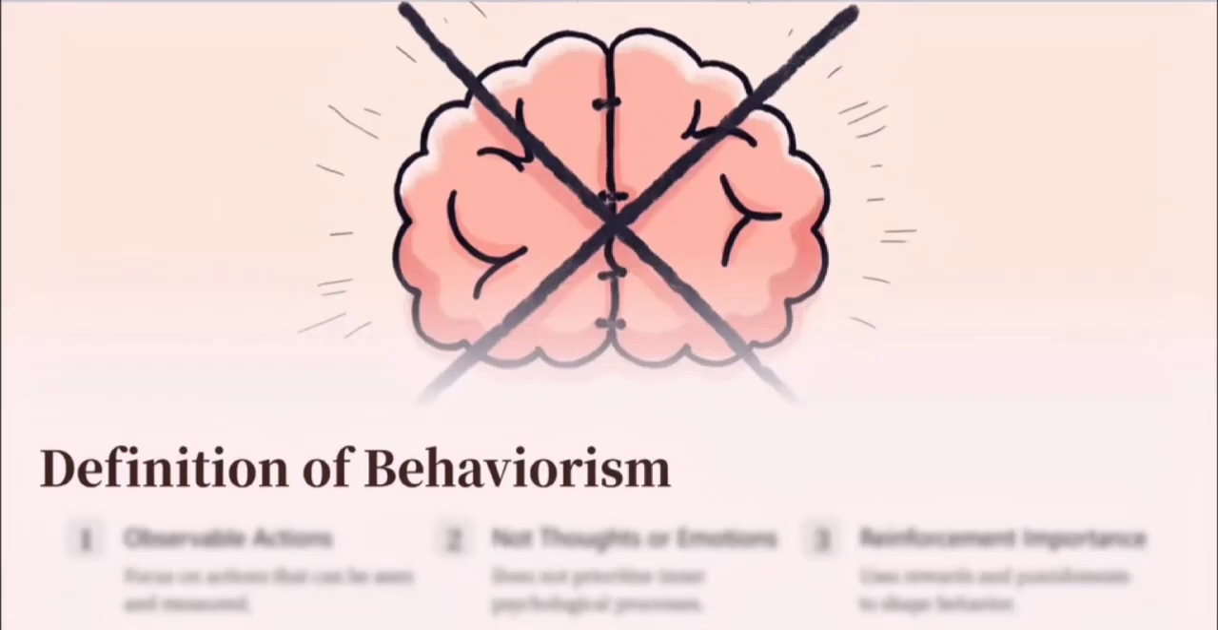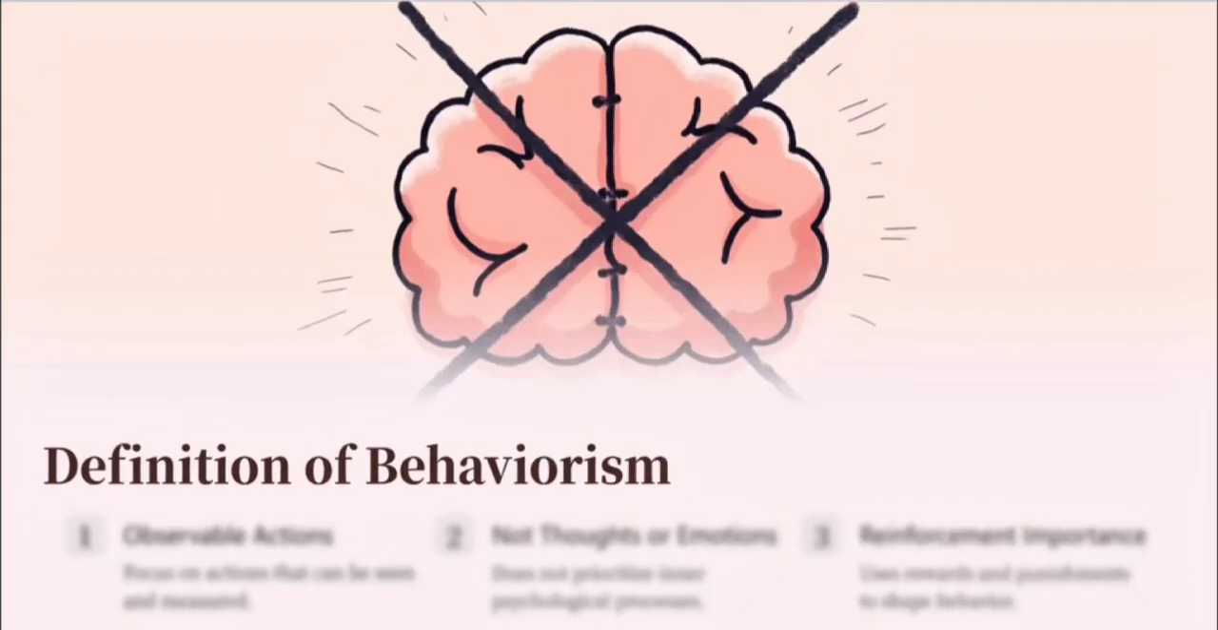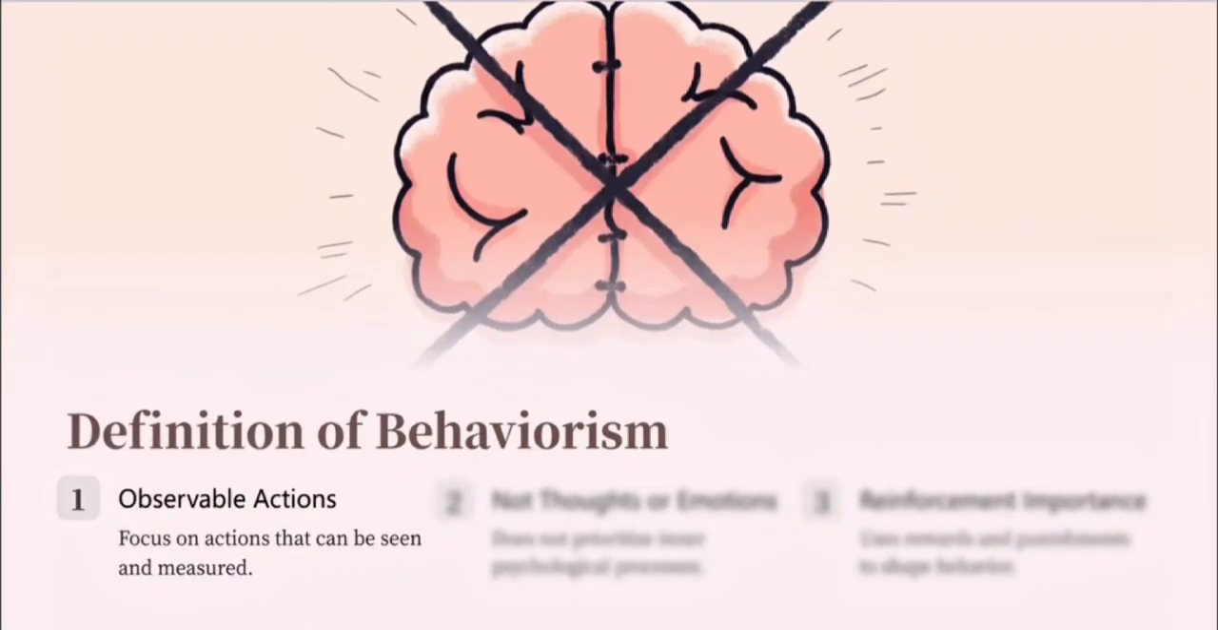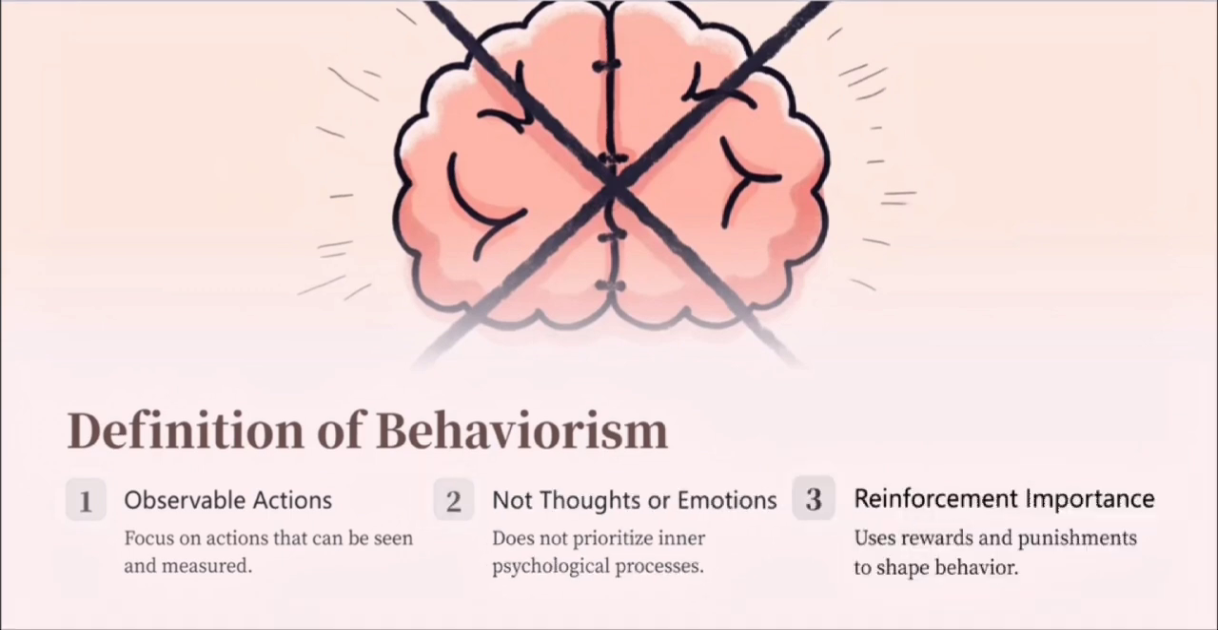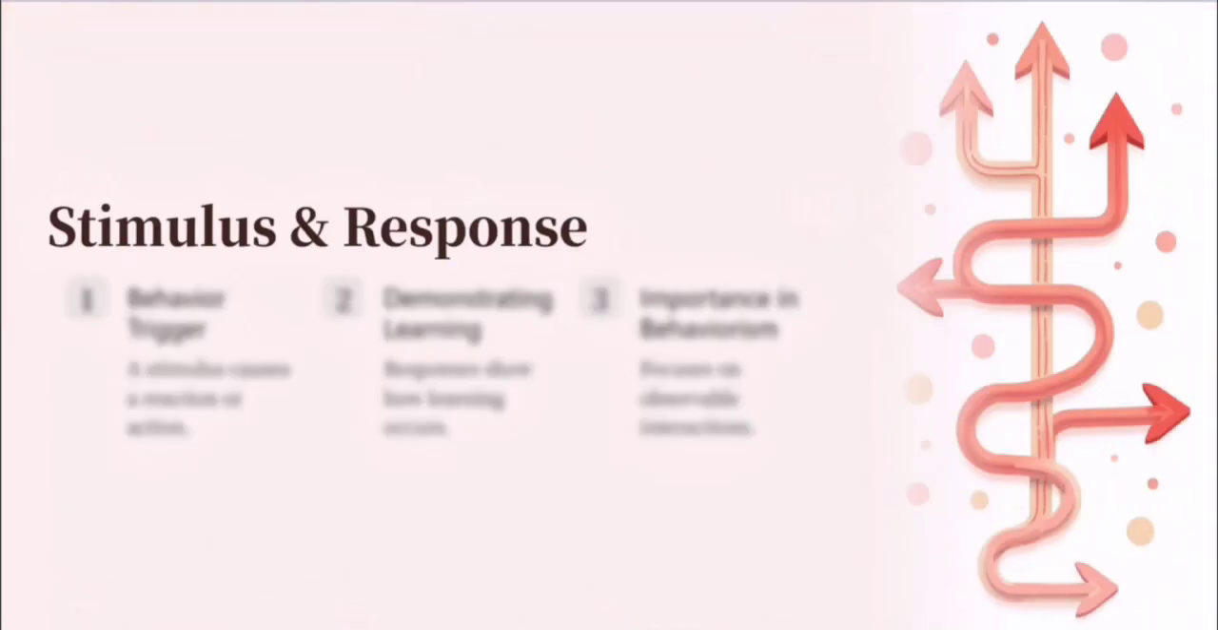Definition of behaviorism. Behaviorism is a learning theory that focuses on observable behavior. It does not focus on thought or emotion, but on action we can see. Observable action is action that can be seen and measured, not thought or emotion; it does not prioritize inner psychological processes. Reinforcement is important: use reward and punishment to shape behavior.